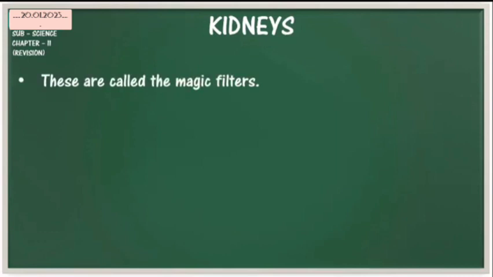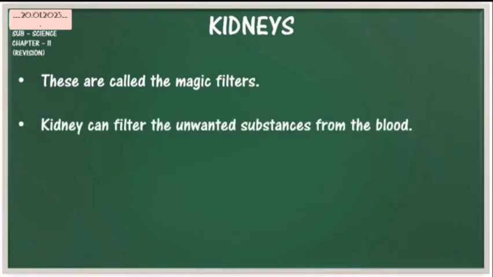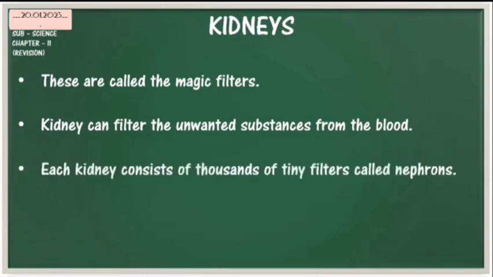Kidneys. Kidneys are called the magic filters. Kidneys are bean-shaped organs present at the back of our body, just above the waist. It is brick red colored, about 4 inches long. It is richly supplied with blood vessels. Kidney can filter the unwanted substances from blood. Each kidney consists of thousands of tiny filters called nephrons.